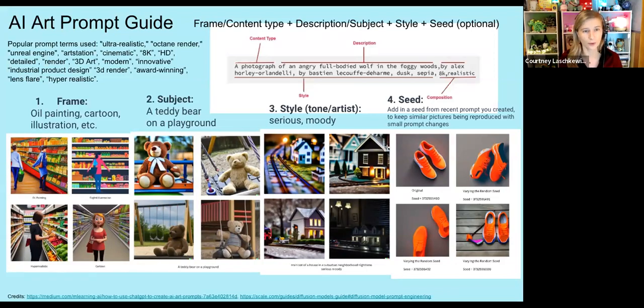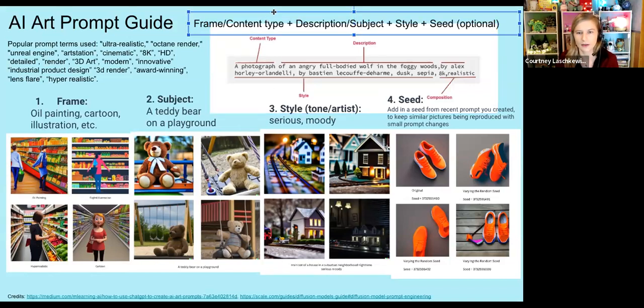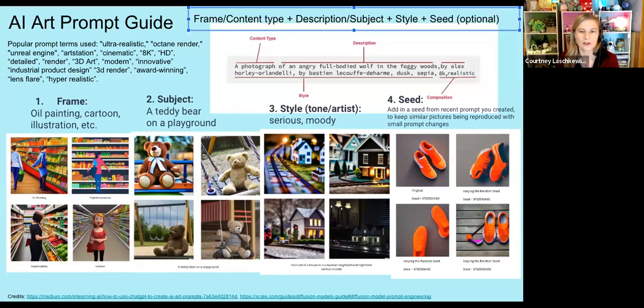There are 4 different parts of a prompt. You can see this is kind of the best example here in white, what's going on with those 4. You've got the content type, style, description, and composition. So here is the content type, a photograph. Content type, frame, same thing. You can see here, this is the frame.